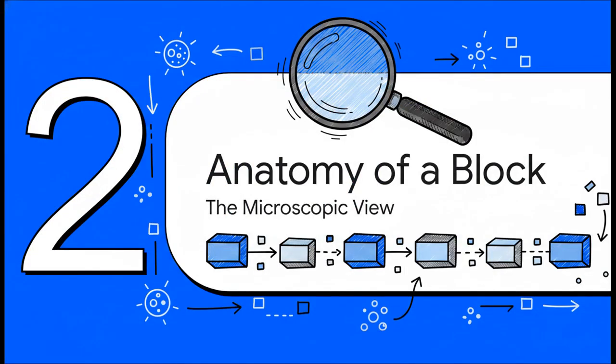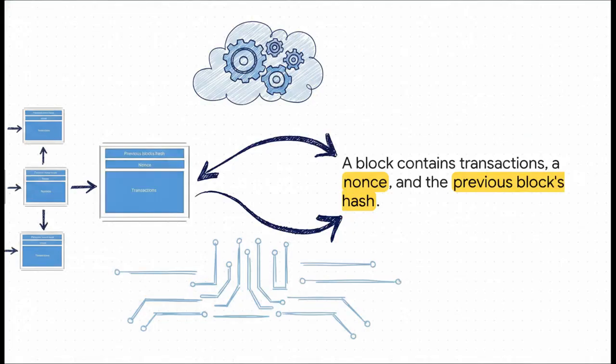Okay, so we've got the big picture. Now let's pull out the microscope and zoom way, way in. We're going to deconstruct this single most fundamental piece of this whole puzzle, the block itself. So at its core, a block is just a container, right? It bundles a bunch of transactions. But, and this is the important part, it also holds 2 other critical pieces of information, a hash of the previous block, and a special little number called a nonce. And as we're about to see, that nonce is the key to everything.